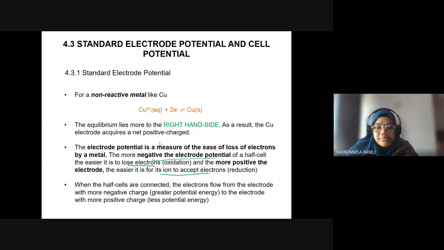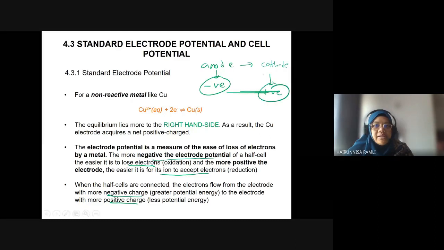Okay. So here when the half cells are connected, the electron flows from the electrode with more negative charge to the electrode with more positive charge. Okay. Sebab you always ingat, kita tahu half cell you connect mesti anode ke cathode. So inilah sebenarnya yang explain anode ini adalah negatively charged, cathode adalah positively charged. So dia kata dia akan pergi daripada negatif kepada positif lah. Ini statement yang last ni eh.